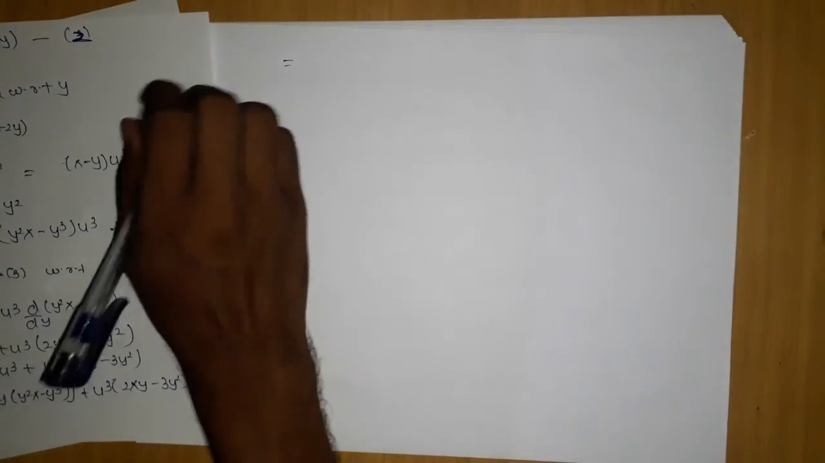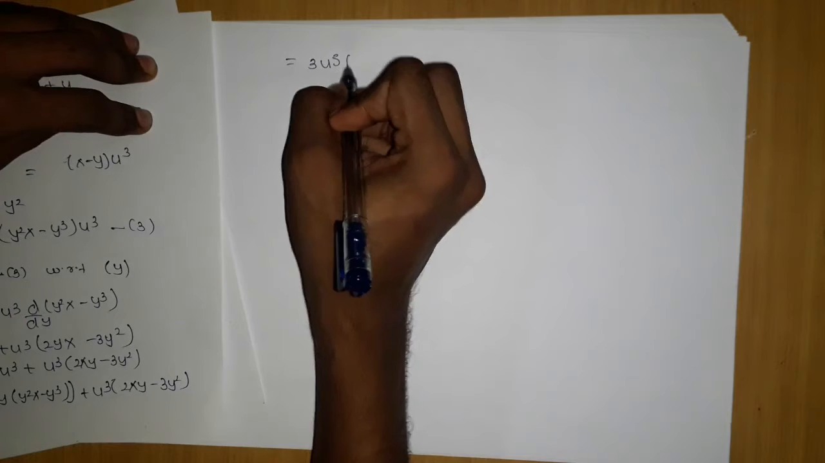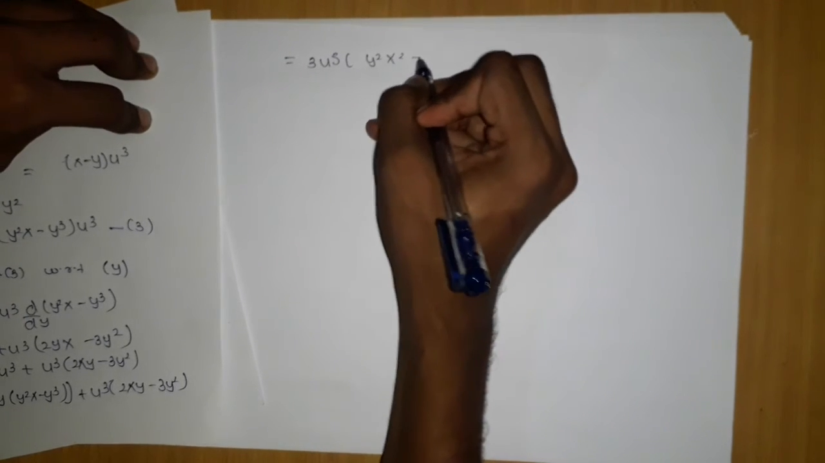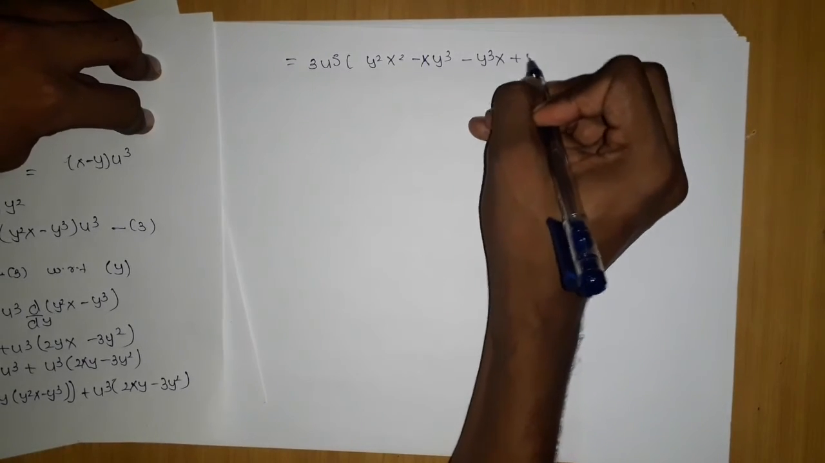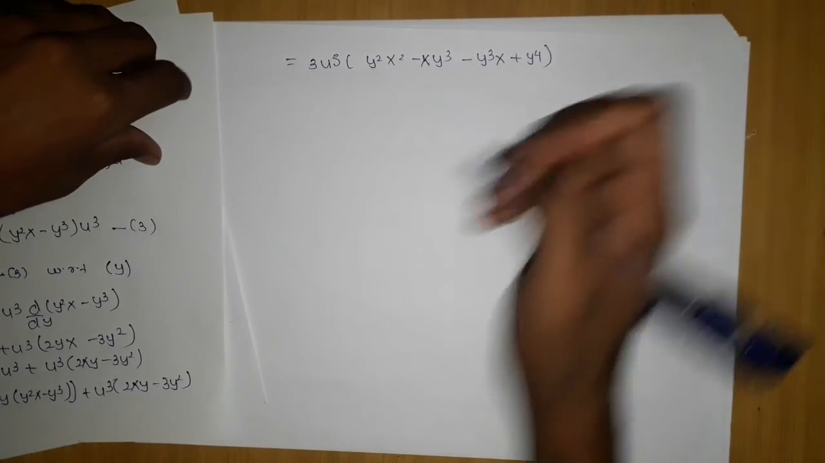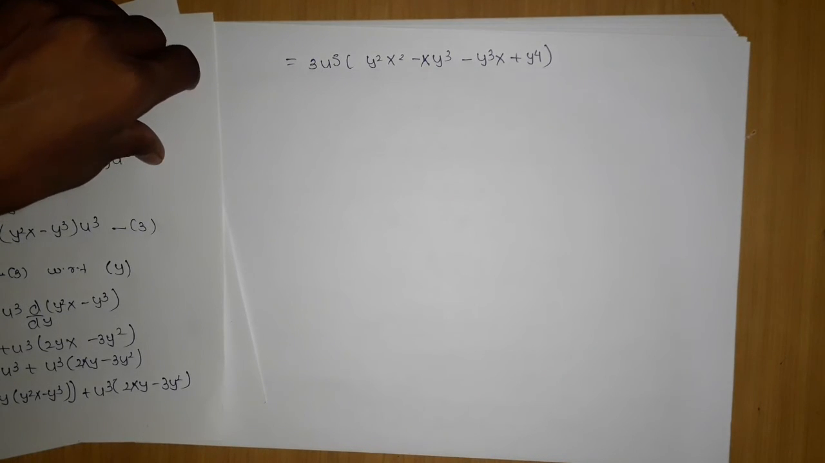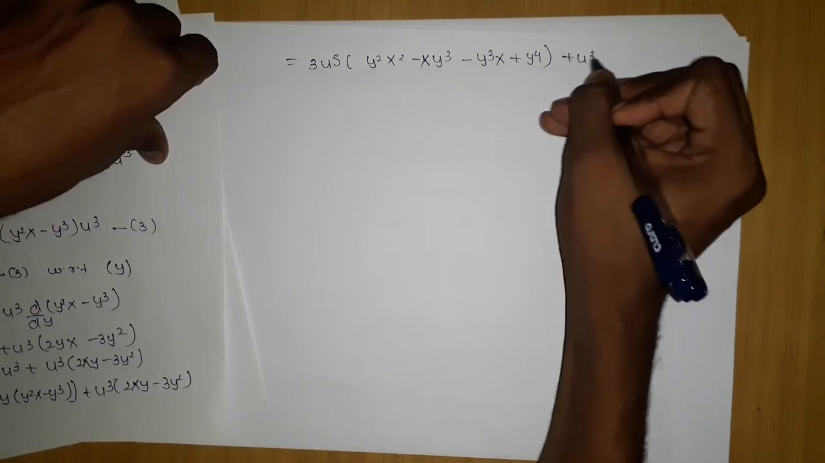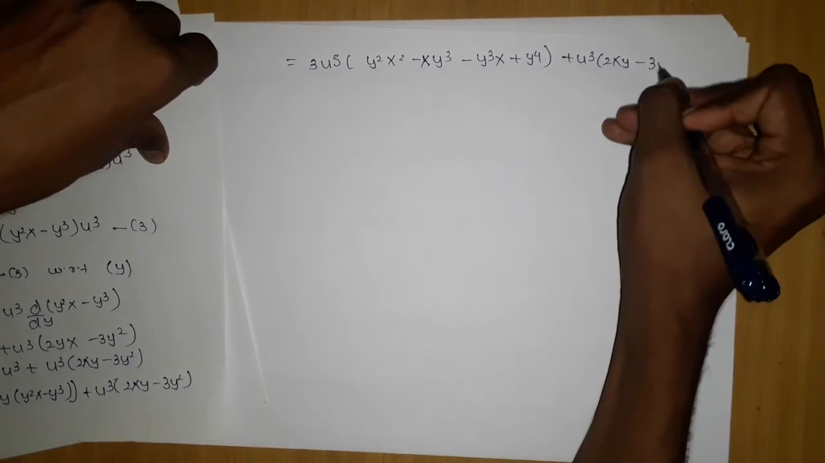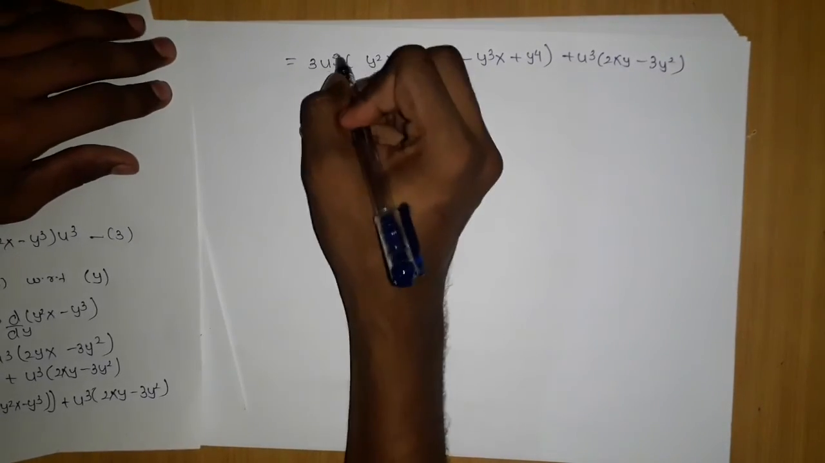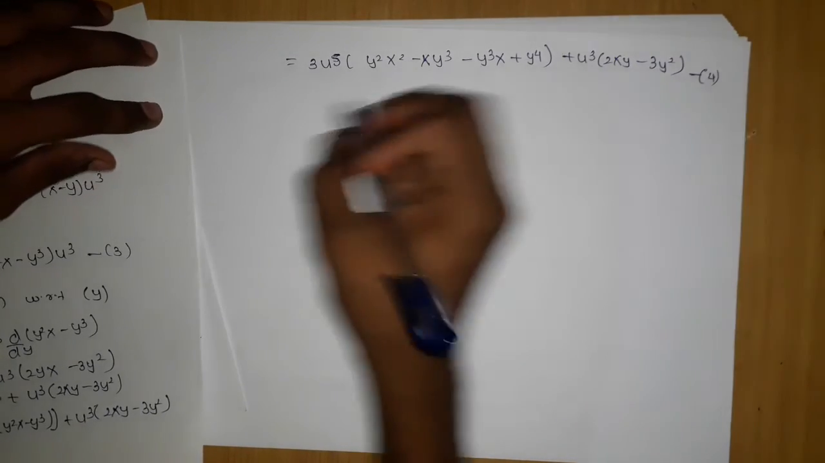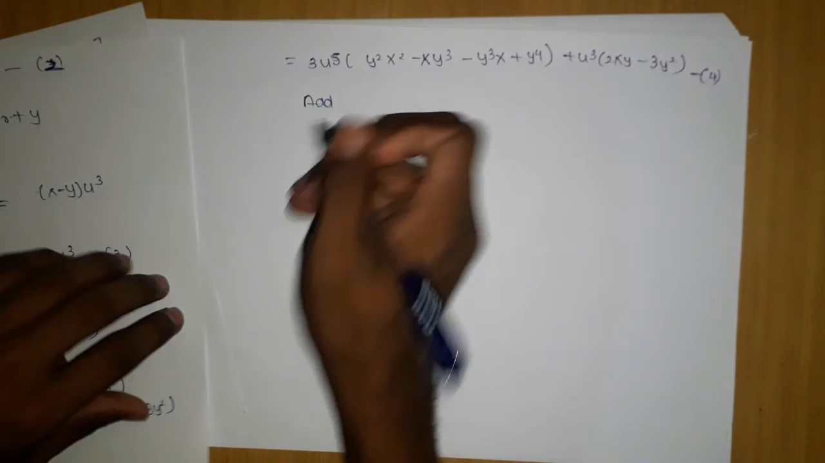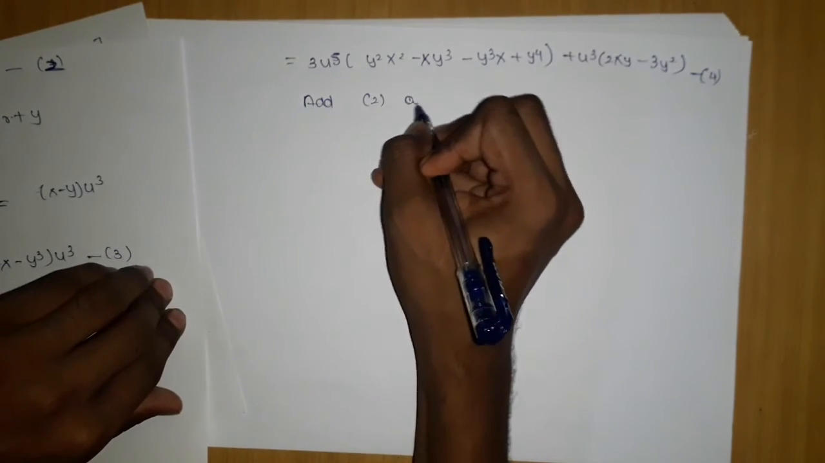If I further solve it, what am I going to get? I'm going to get 3u power 5 times (y square x minus y cube minus y cube x plus y power 4), plus u cube (2xy minus 3y square). Now call it some fourth. Add what? Add 2 and 4.